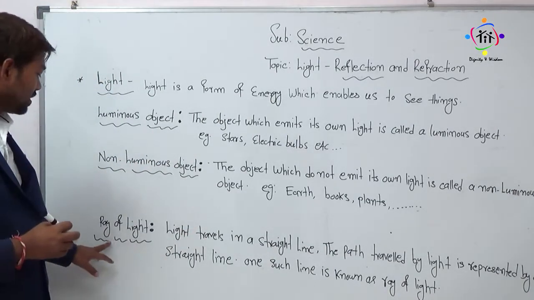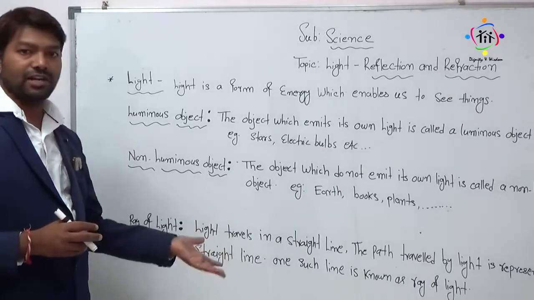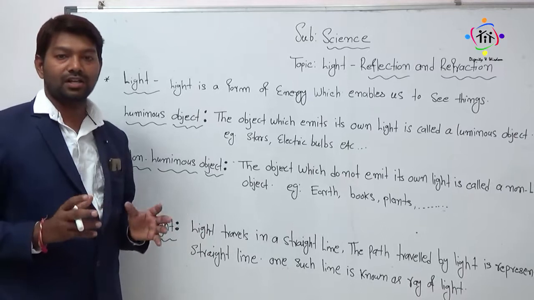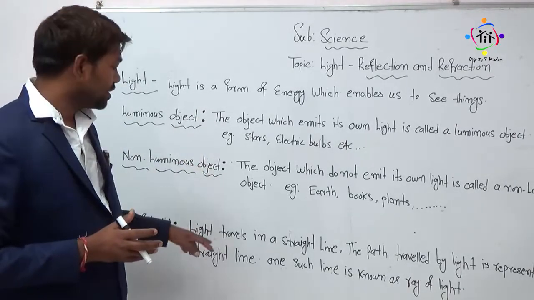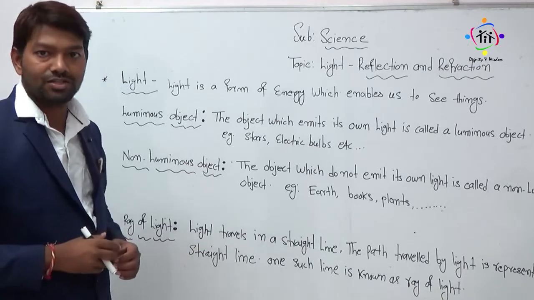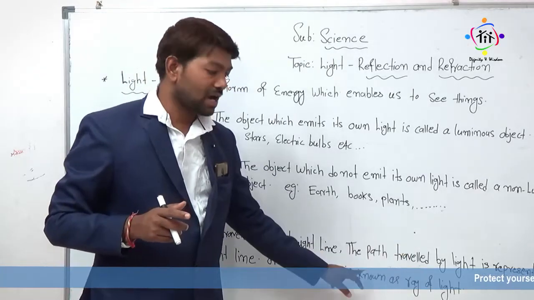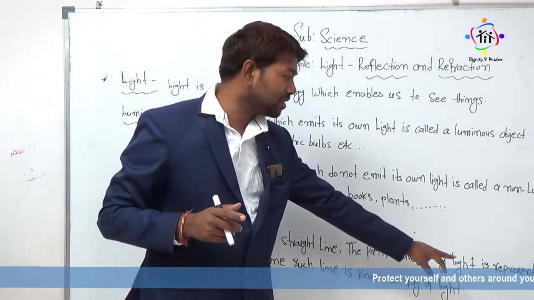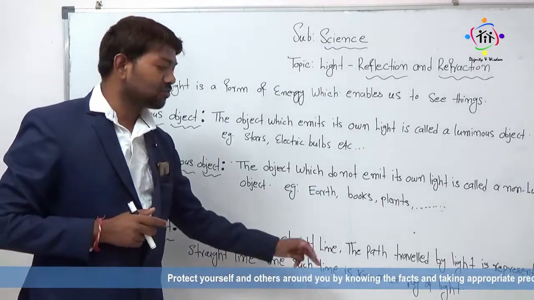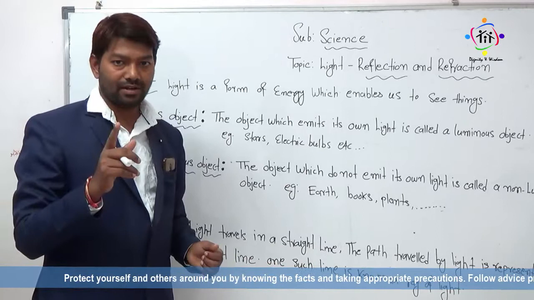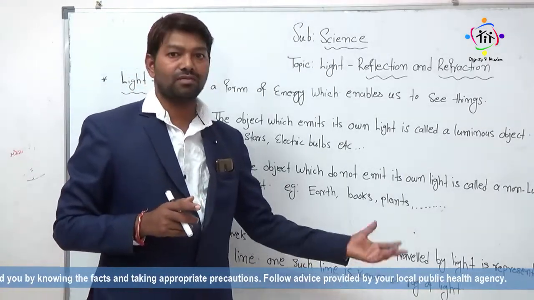Now the third part is ray of light. Light travels in a straight line, right? This statement is very important to understand this chapter, that light always travels in a straight line. The path traveled by light is represented by a straight line, and one such line is known as a ray of light.